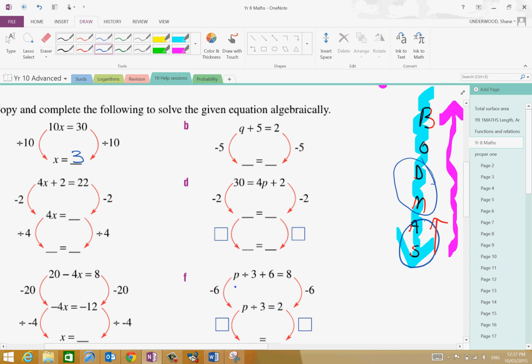3. All right, Zach, you can see here that 4x plus 2 is equal to 22. How do I get rid of that plus 2? Minus 2. So by subtracting 2 from both sides, we get rid of the plus 2. So 4x is equal to 22 minus 2?